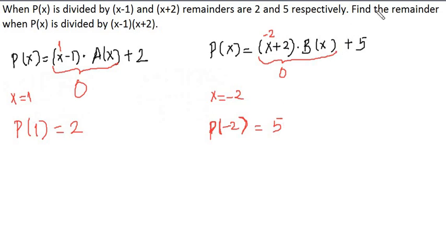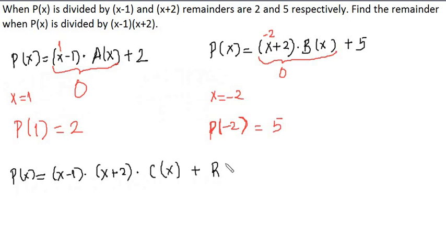Now we are going to find the remainder when p of x is divided by x minus 1 times x plus 2. Alright, so we are going to use these two pieces of information later on. P of 1 is equal to 2 and p of negative 2 is equal to 5. So now let's divide p of x by x minus 1 times x plus 2. Let's say that our quotient is c of x, and let's say that our remainder is r of x.